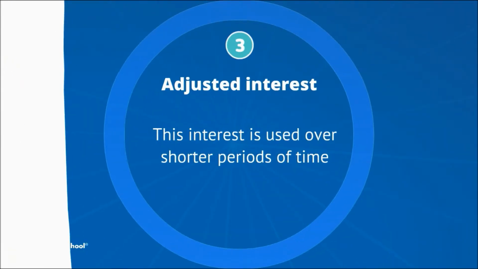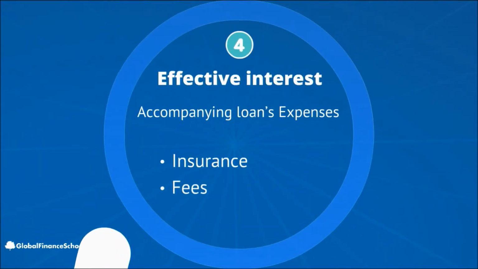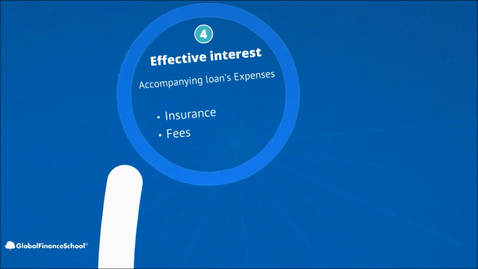3. Adjusted interest. This interest is calculated the same way as compound interest, but instead of being calculated once a year, this interest is used over shorter periods of time, such as on a quarterly basis. 4. Effective interest. This interest takes into consideration all the accompanying loan's expenses, such as insurance and fees.